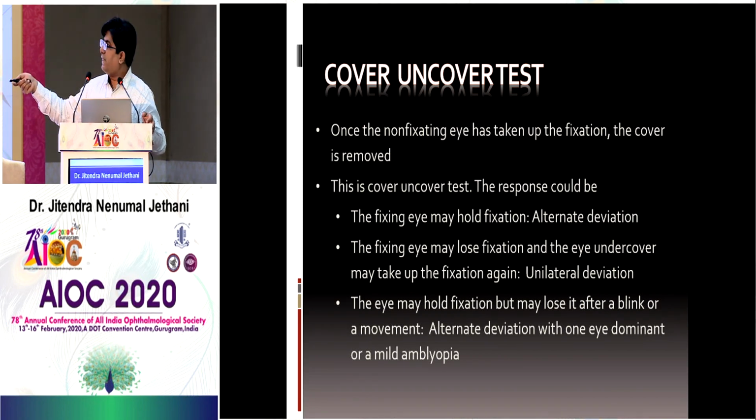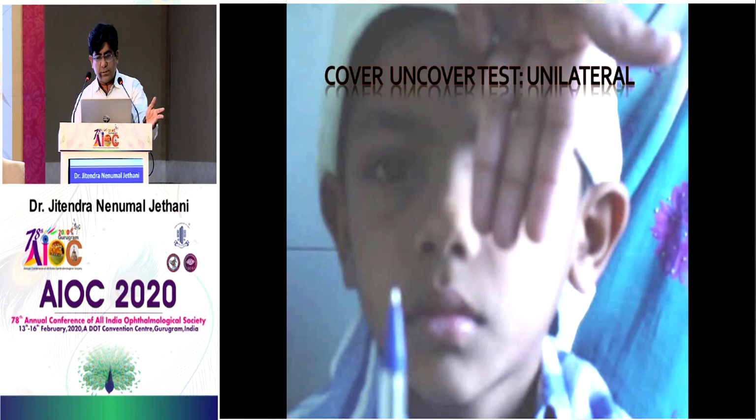So then you have to find out which one is the master eye. The eye which may hold fixation may lose it after a blink or a movement, and then it is alternate deviation, with one of the eyes being dominant or having mild amblyopia. So that is pretty simple.